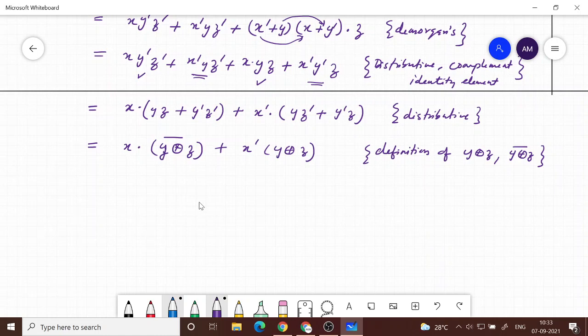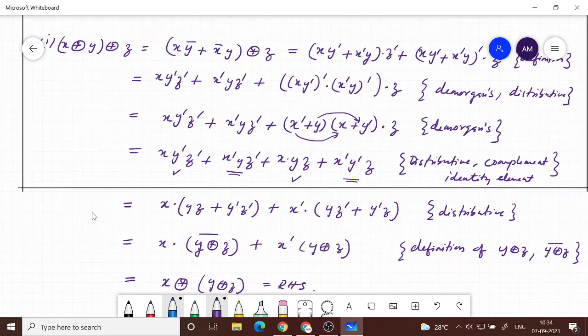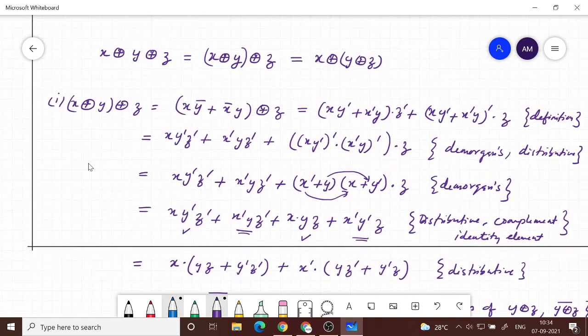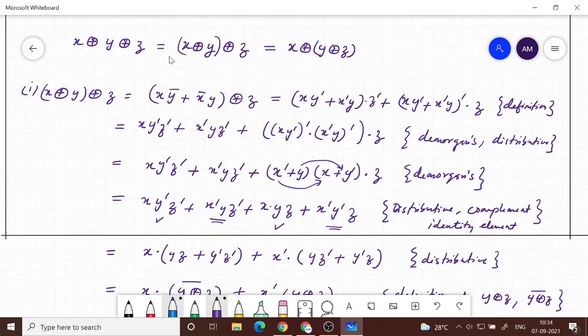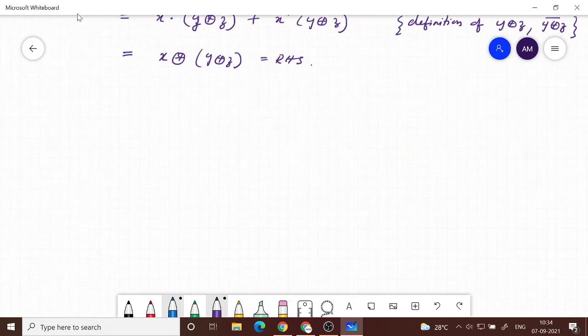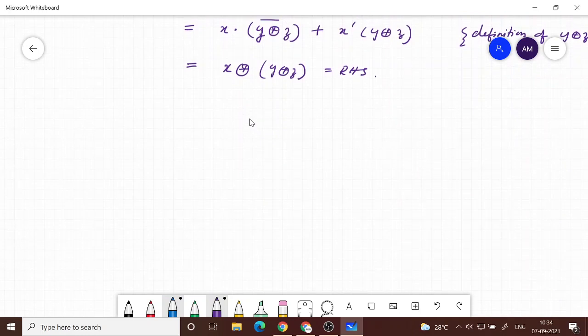Okay, so now it's looking good. So if you look at this, first term complement of the second plus complement of the first, second term. So what is that? That is basically the XOR of this with the XOR of that. Okay, so this is our RHS. So it is well defined. Here associative holds. We started with LHS, that means the second term. So what we actually proved is this.